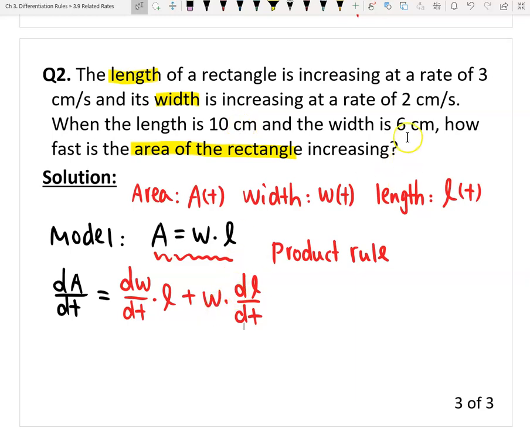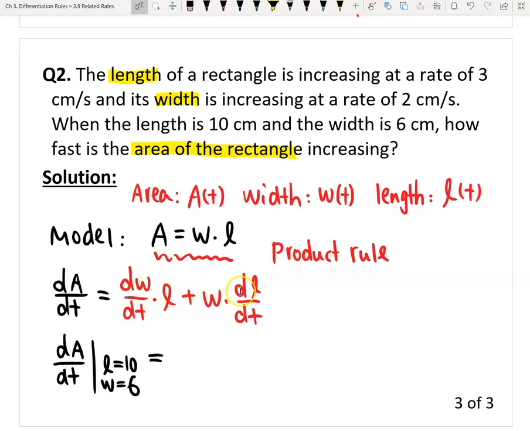Do we know W is 6? Do we know the derivative of L, which is the rate of the length? We know it's given as 3 centimeters per second. Can you see? We know everything. Now we just plug in, right? So let me write the question: at L equals 10 centimeters, and when W equals 6 centimeters, okay? We need to solve this.